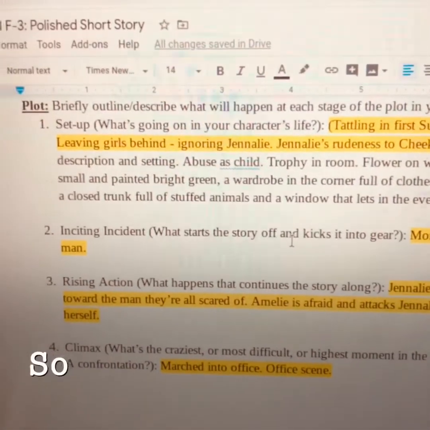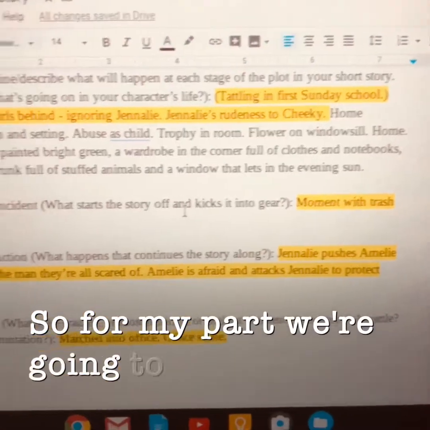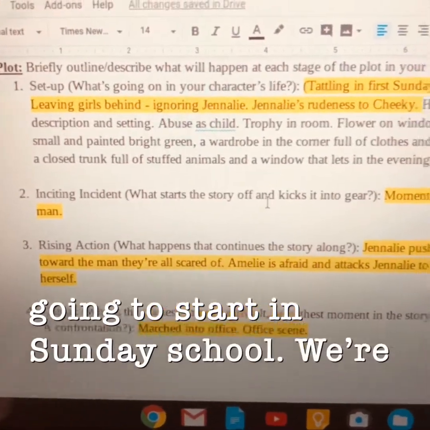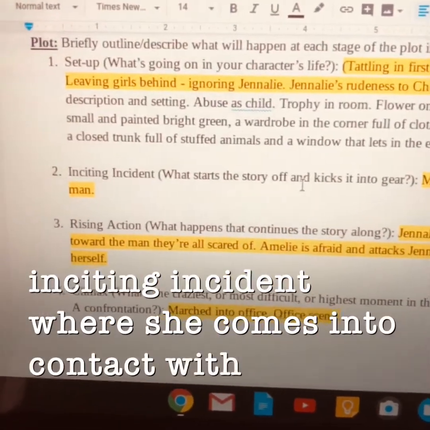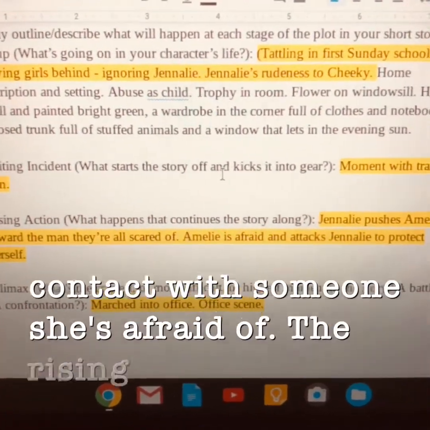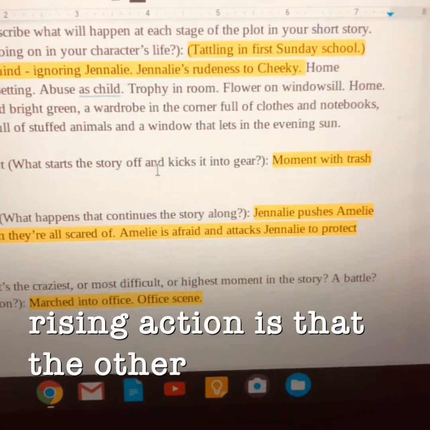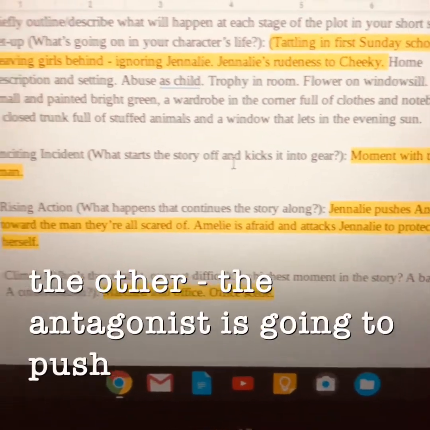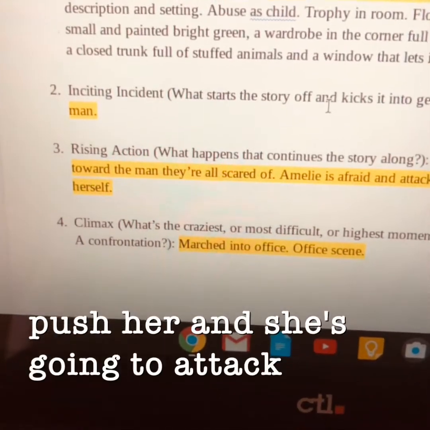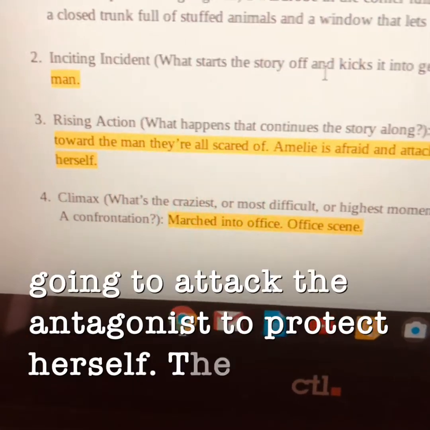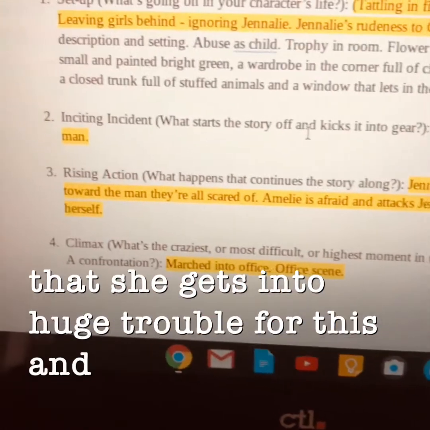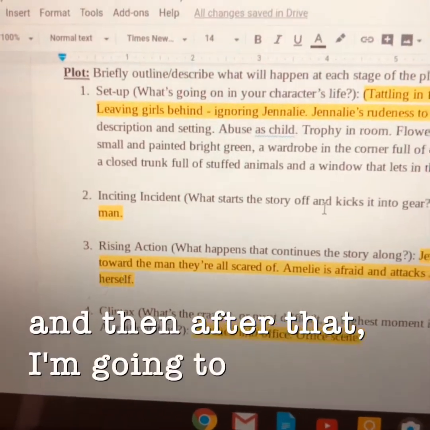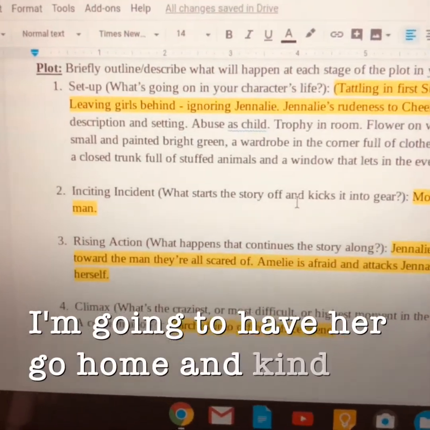So for my plot, we're going to start in Sunday school. We're going to have an inciting incident where she comes into contact with someone she's afraid of. The rising action is that the antagonist is going to push her and she's going to attack the antagonist to protect herself. The climax is that she gets into huge trouble for this. And then after that, I'm going to have her go home and think about what happened.